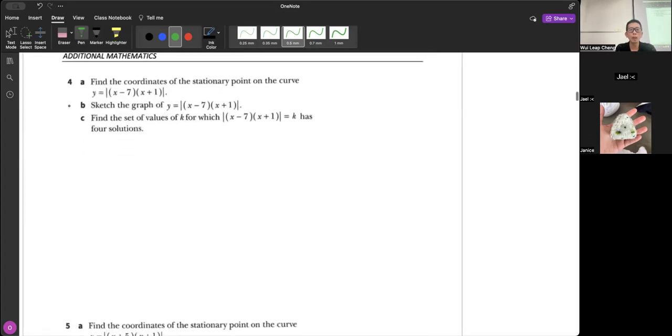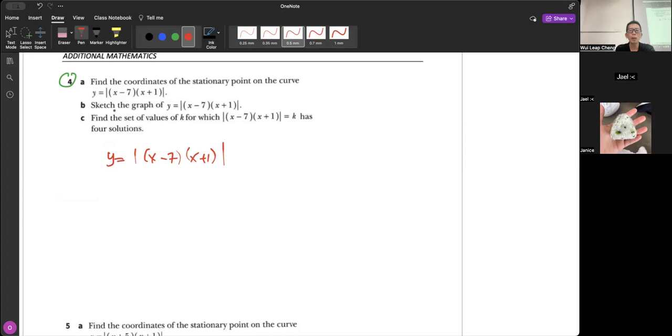Okay, I'll teach you question 5. Find the stationary point of this graph. So now you have this one. Are you able to find the stationary point of this graph?